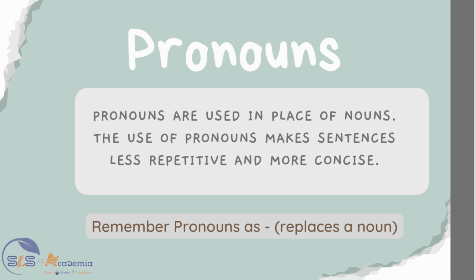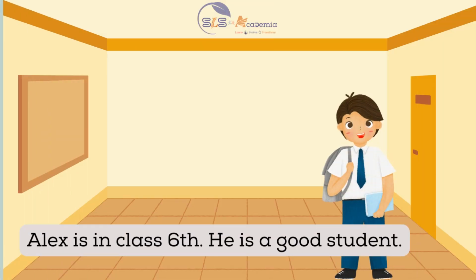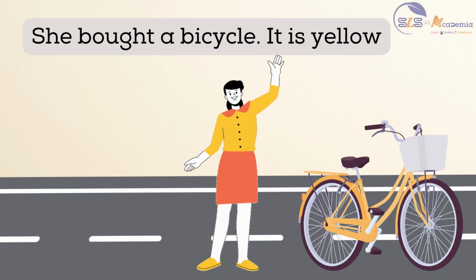In the sentence, Alex is in class 6th, he is a good student, the word he is used in place of Alex, which is a noun. Therefore, he is an example of pronoun. Similarly, in the sentence, she bought a bicycle, it is yellow.